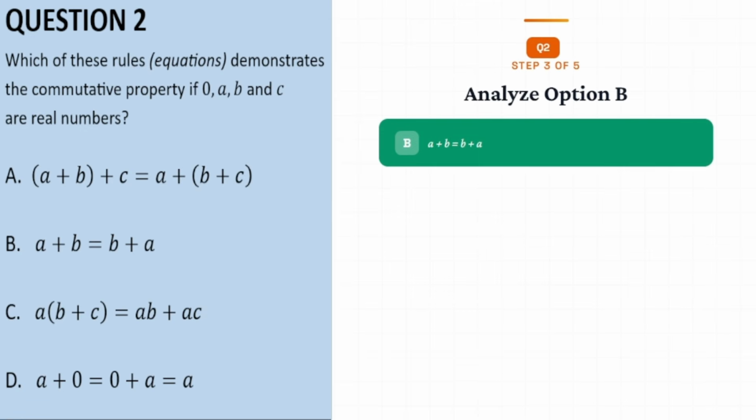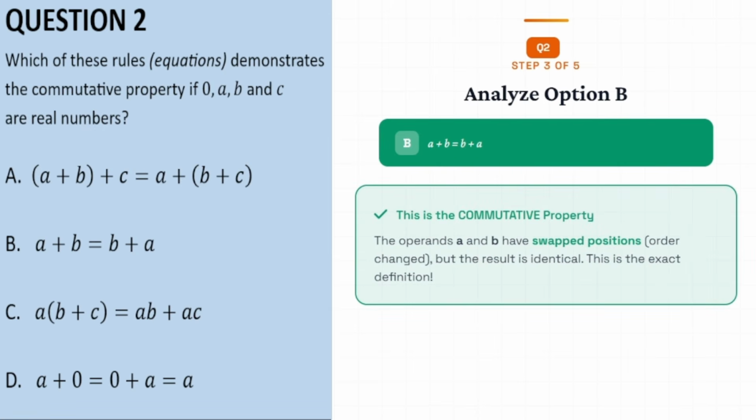Step 3. Analyzing option B, A plus B equals B plus A. This is the commutative property. The operands A and B have swapped positions, the order has changed, but the result is identical. This matches the definition perfectly.